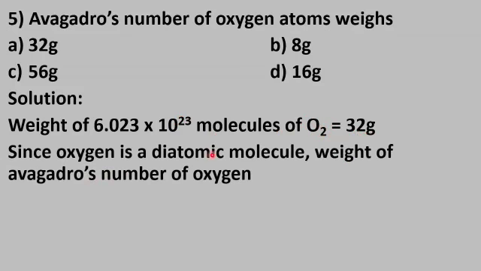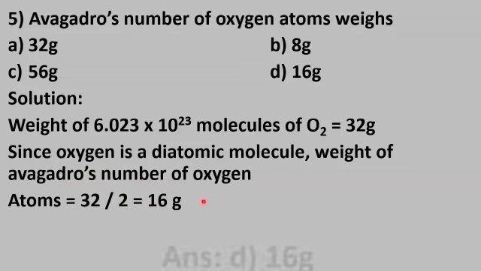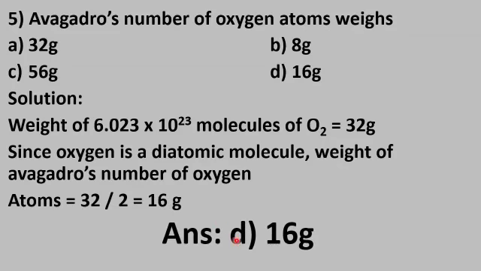Since oxygen is a diatomic molecule, weight of Avogadro's number of oxygen atoms is equal to 32 divided by 2. So hence it is 16 gram. Therefore correct option is here option D, 16 gram.